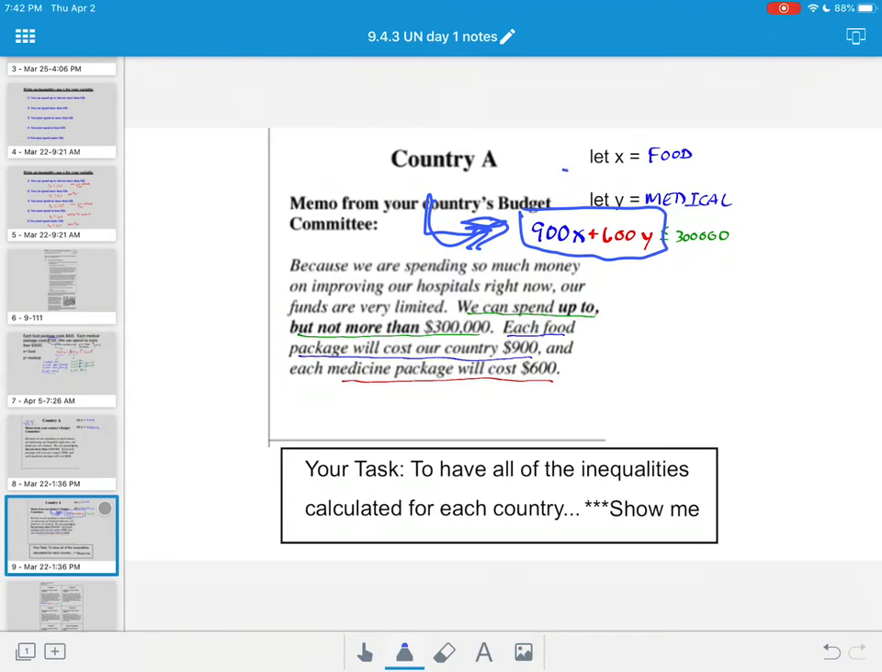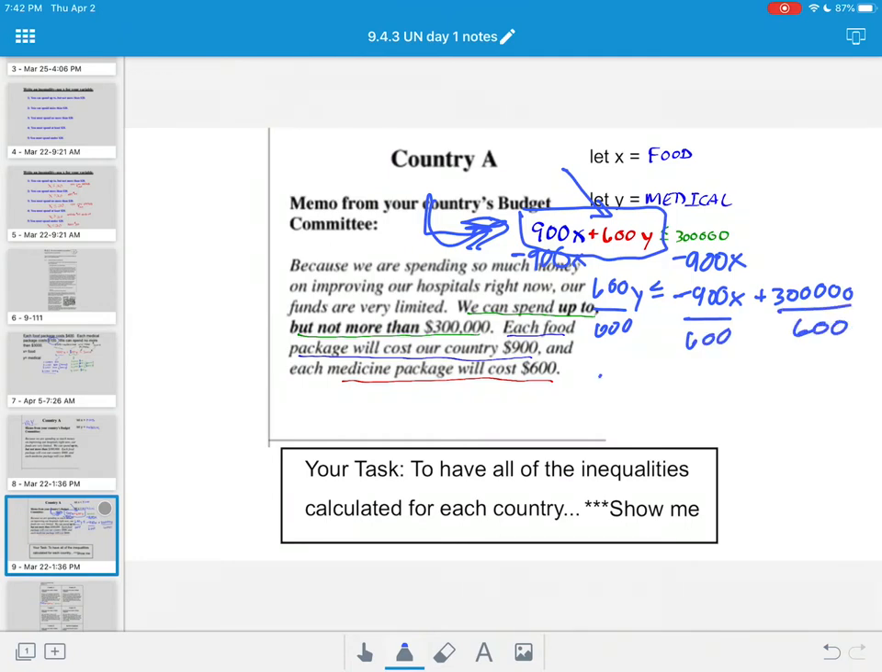The next thing is subtract. We want to solve this for y. We want to graph this. So subtract the 900x from both sides. Okay, get the y by itself. So 600y is less than or equal to negative 900x plus 300,000, which is a lot of money. Then we're going to divide this by 600, divide this by 600, divide this by 600. And that's great. We get y here. That's a positive, so the inequality stays.